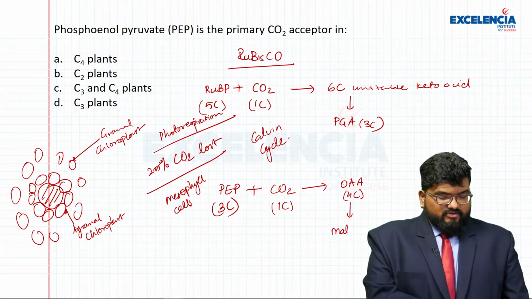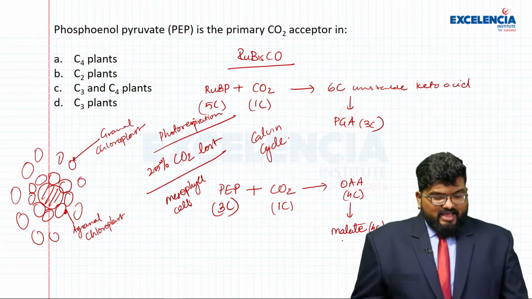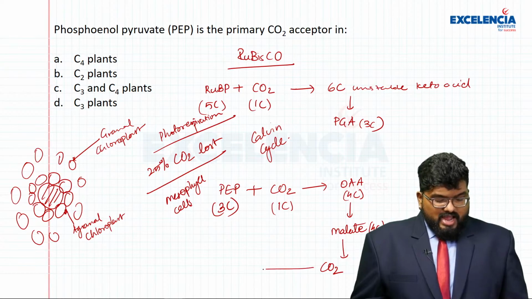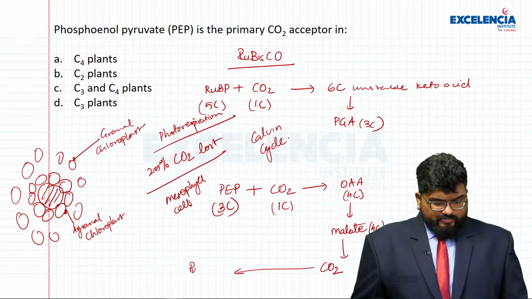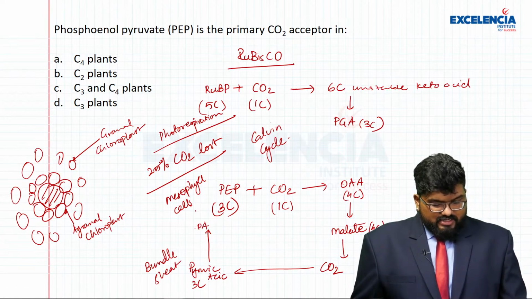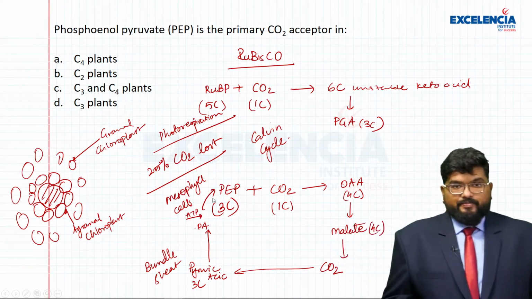This oxaloacetic acid forms malic acid, which is another 4-carbon compound. This malic acid is transported to bundle sheath cells, where it loses a carbon dioxide molecule and forms pyruvic acid, which is a 3-carbon compound. The pyruvic acid is transported back to the mesophyll cells. It undergoes phosphorylation by ATP and forms phosphoenol pyruvic acid.